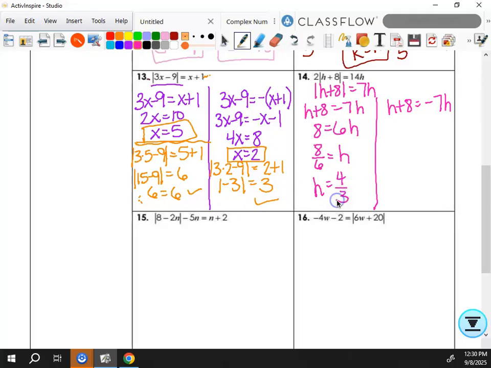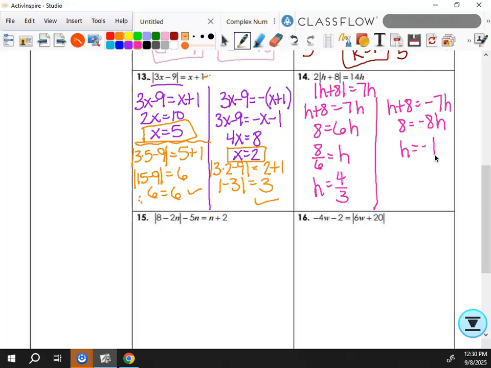And I promise you, you absolutely do not want a mixed number or a decimal here. You want that fraction. That's going to be by far the easiest thing for you to deal with. Then over here, we will get 8 equals negative 8h. So h is equal to negative 1. So those are my two answers that I have right now, and I need to check them.